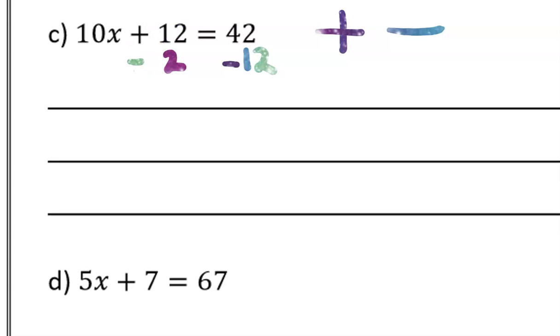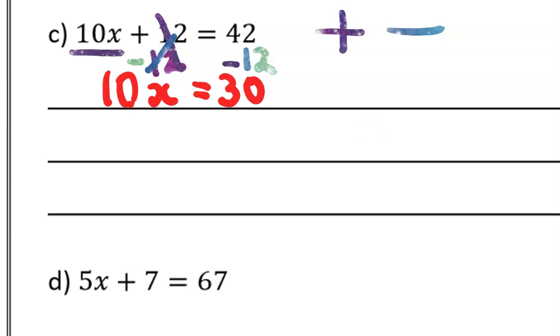All right, so that leaves me on this side with just 10x. So I've got 10x equals 42, take away 12 is 30. So I've got 10x equals 30. So now we're here where 10 times a number equals 30. You need to tell me what is this number that when I times it by 10, I get 30.